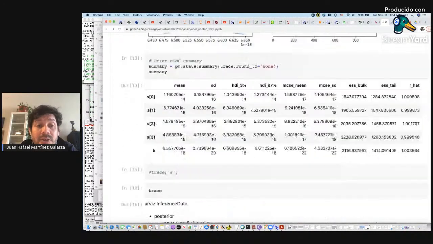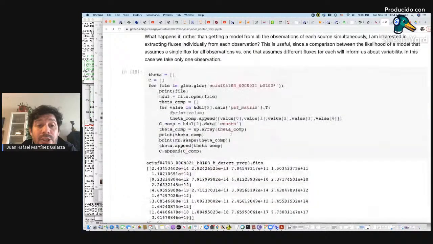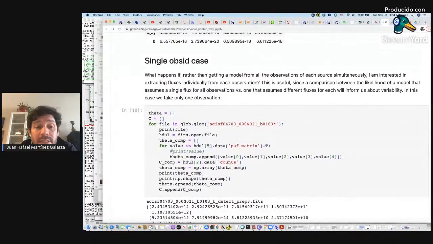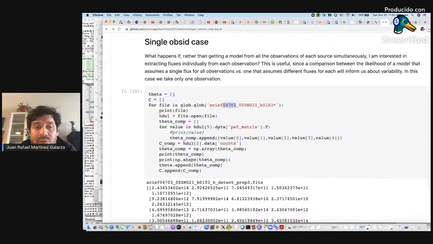So what's going to change is that instead of using all of the cases, now you will use a single one of the files that has been provided, corresponding to a single observation. So you will do the same thing.